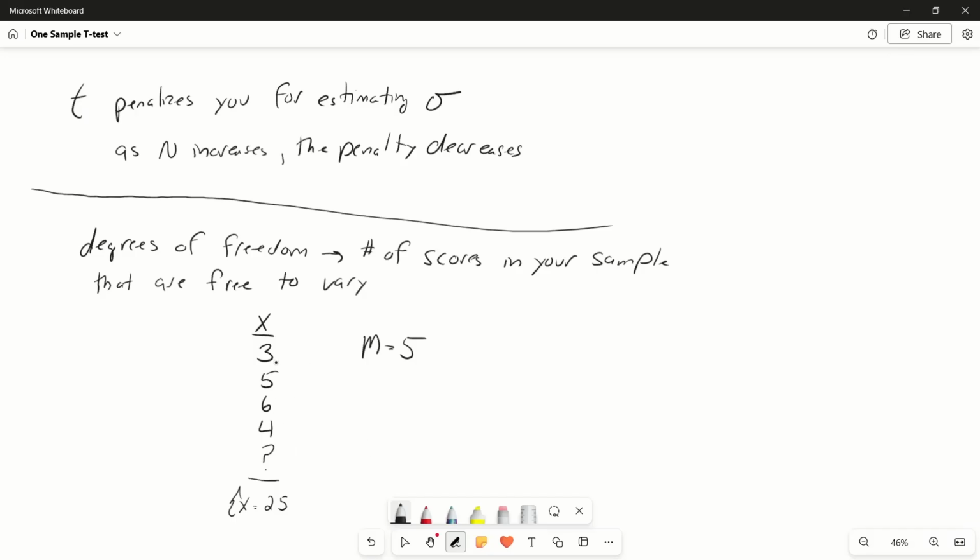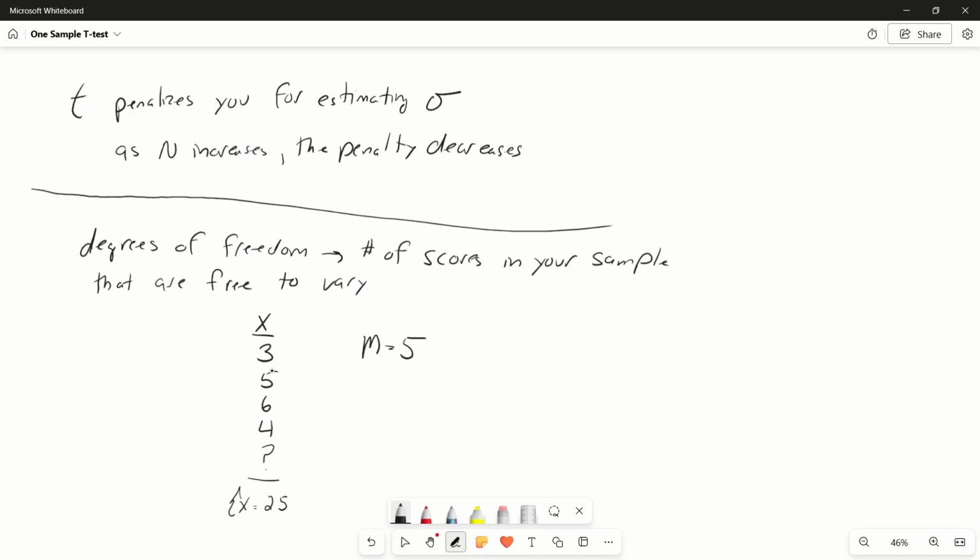That means these 4 scores can take on any value they want, but the last score is fixed. So this data set of 5 scores only has 4 degrees of freedom because the last score is fixed by the mean being 5. So when we're calculating the mean and the variance in the sample, we're always going to have a score that's fixed depending on how many parameters we're estimating.